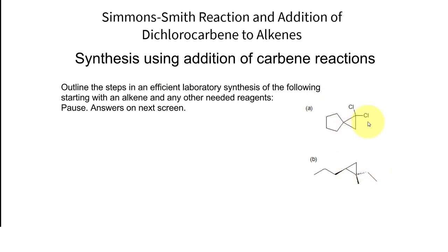So this is obviously going to be the addition of dichlorocarbene. This is going to be the Simmons-Smith reaction. So you have to decide what alkene do you start with here and what alkene do you start with here. Pause the video, and I will answer the question on the next screen.